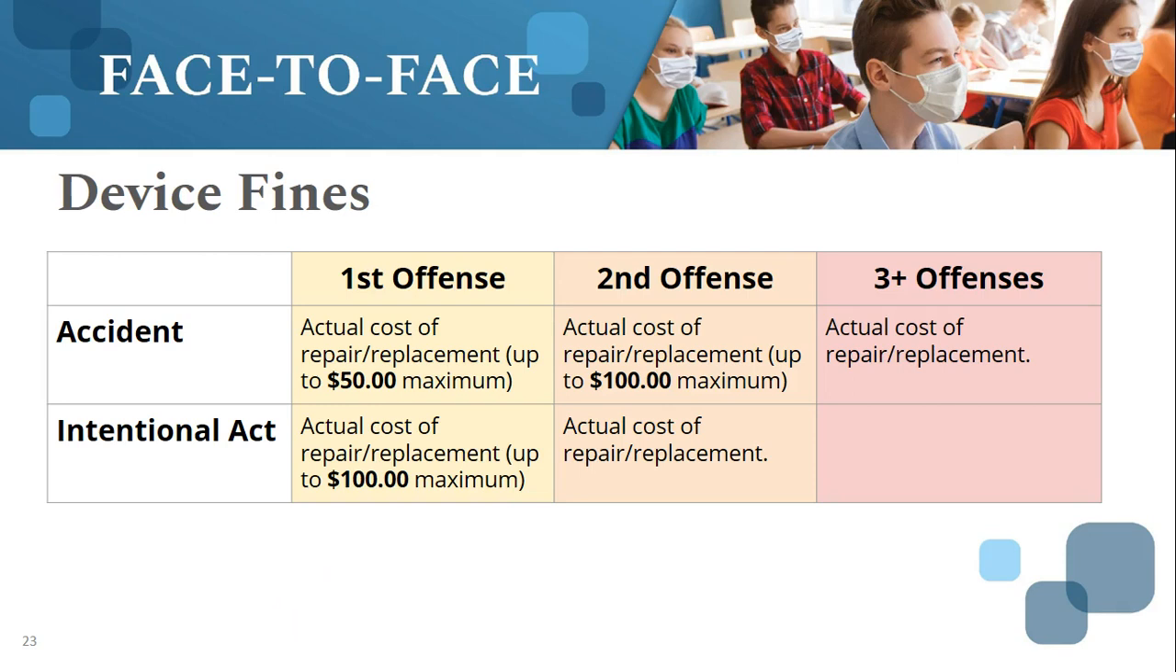Device fines are as follows. For an accident, the first offense will be the actual cost of the repair or replacement up to a $50 maximum fine. The second offense is the actual cost of repair or replacement up to a $100 maximum fine. After 3 offenses, the fine will be the actual cost of the repair or the replacement of the device.